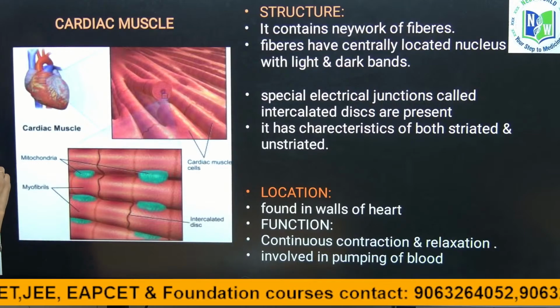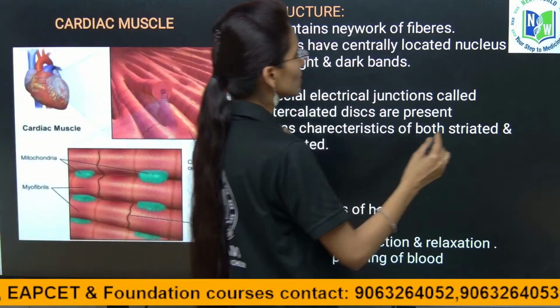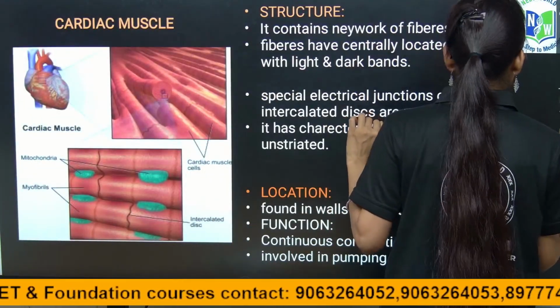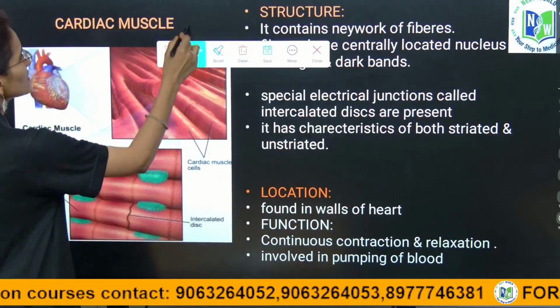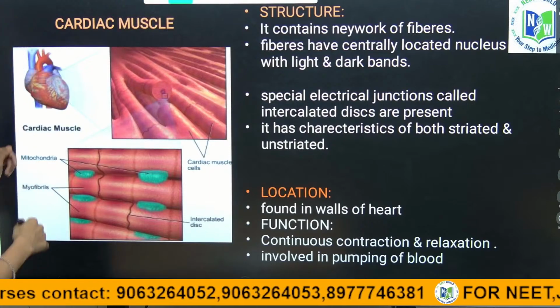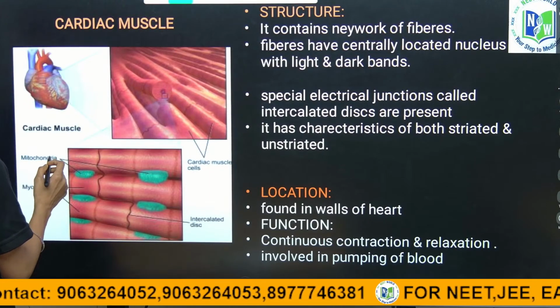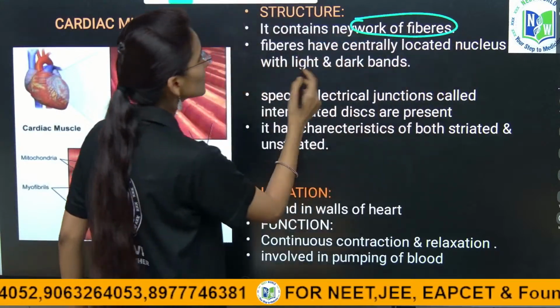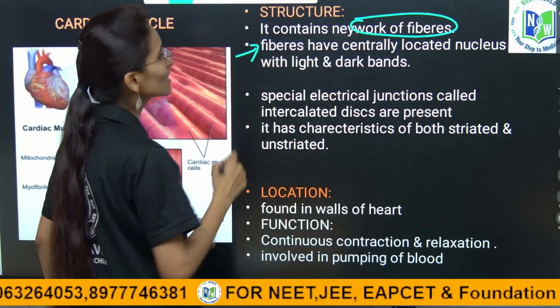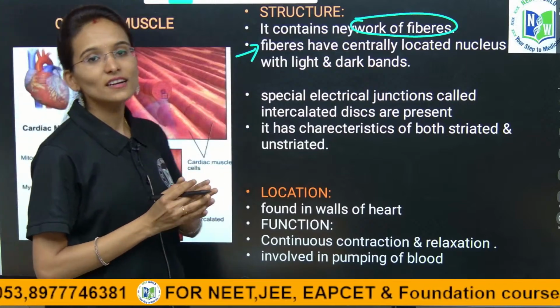So the last type of muscle is cardiac muscle. See, this is the cardiac muscle. First let us look into the structure. It contains a network of fibers. The fibers have a centrally located nucleus with light and dark bands.